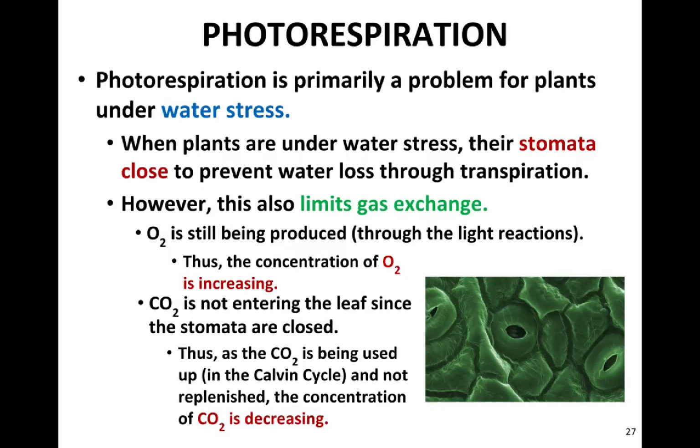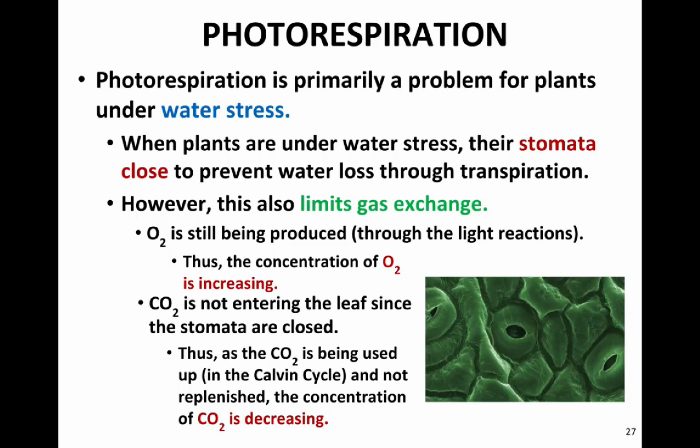And so when they're under a lot of stress, a lot of times their stomata will close, and that is done to prevent water loss. So it's just an act of homeostasis that plants undergo in order to prevent water loss through transpiration. However, when the stomata are closed, yes, water loss is decreased, but also that will increase the amount of O2 that's inside the plant. Because O2, when it's produced in the light reactions, is typically allowed to leave through the stomata and goes to the environment from the plant to the atmosphere.